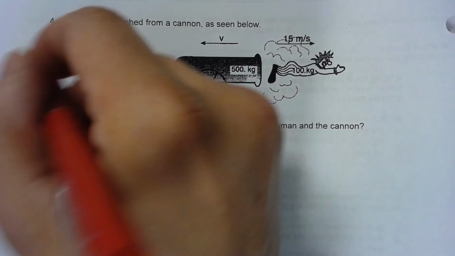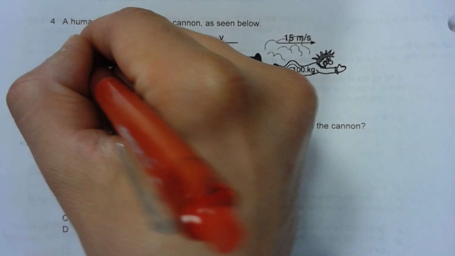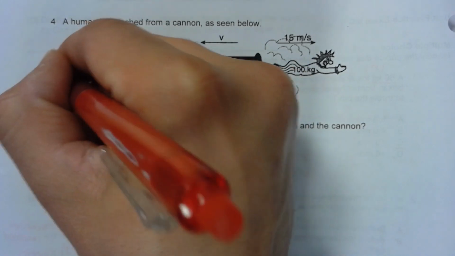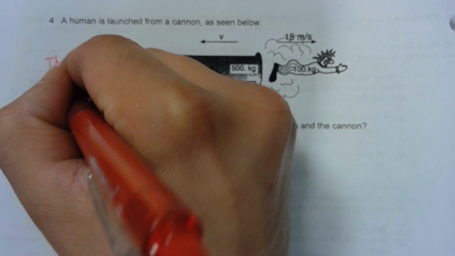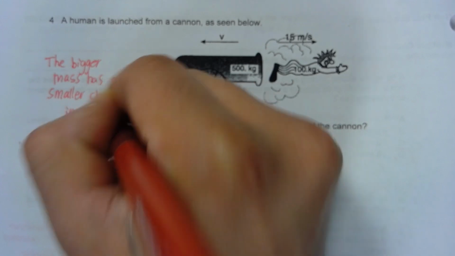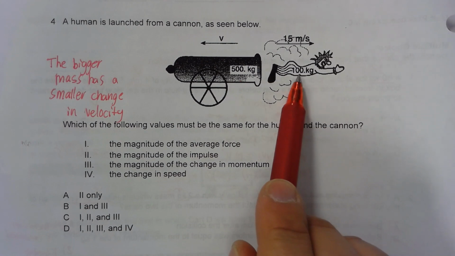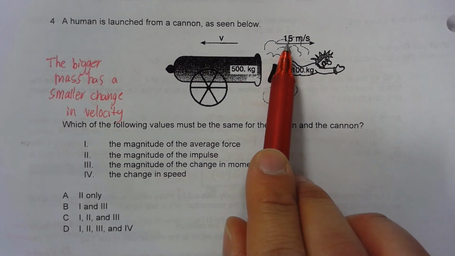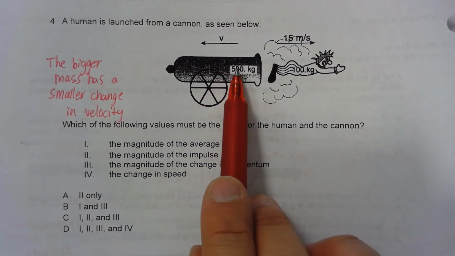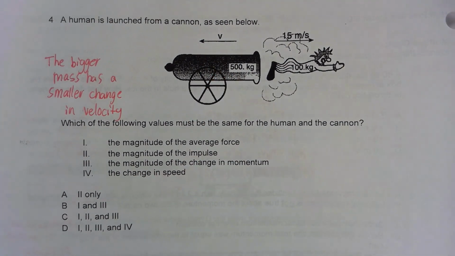One of the rules we need to remember: the bigger mass has a smaller change in velocity. That's just always going to be a true rule. So if the man's velocity is 15 meters per second, this is much smaller, so this velocity would also have to be much smaller. Okay?